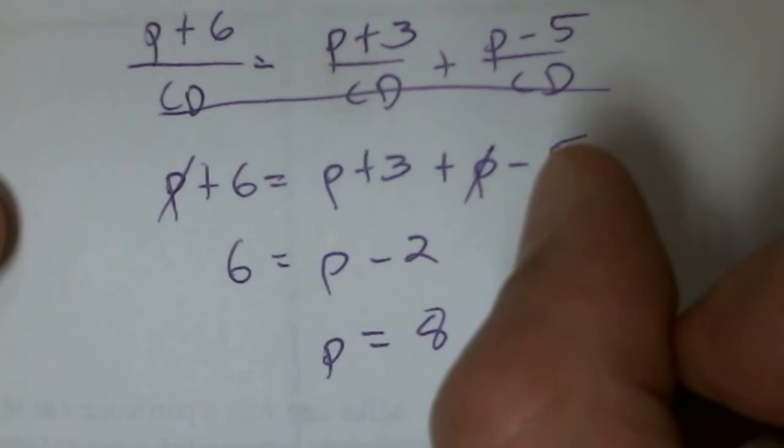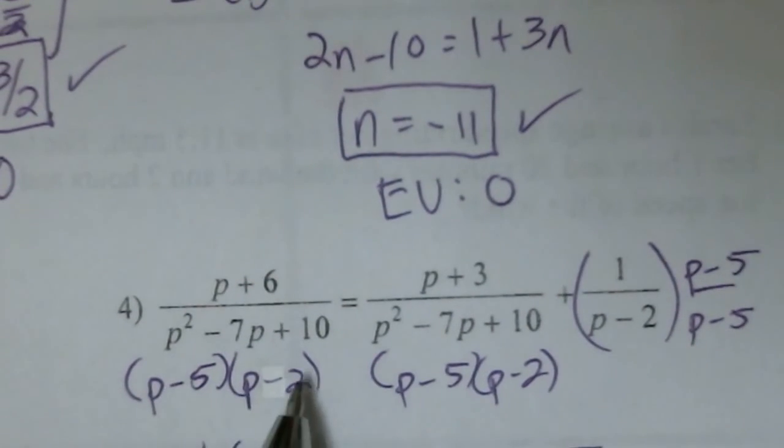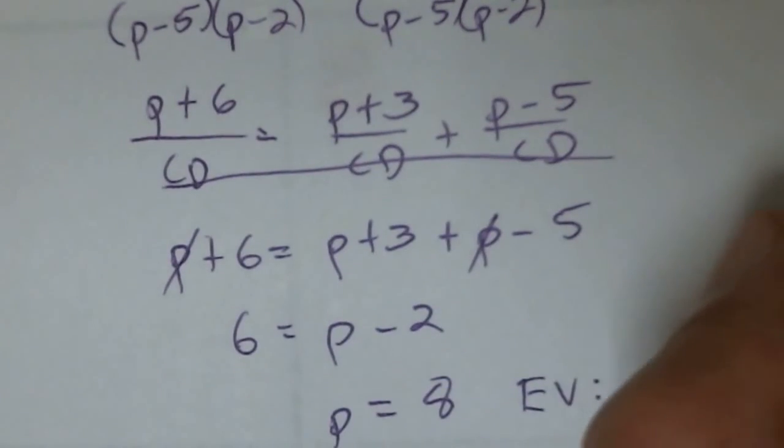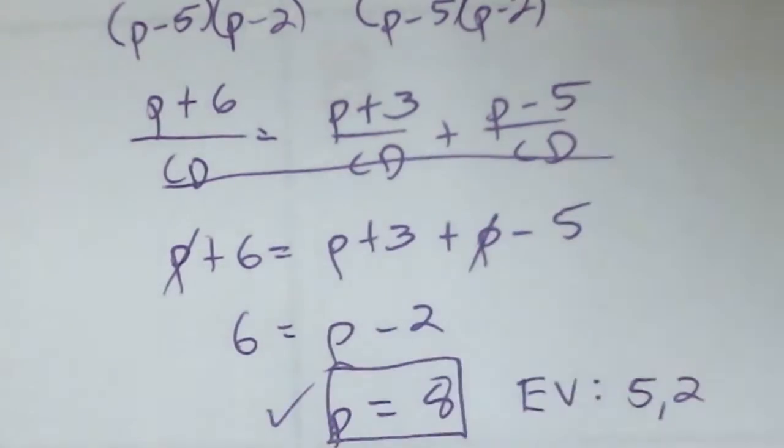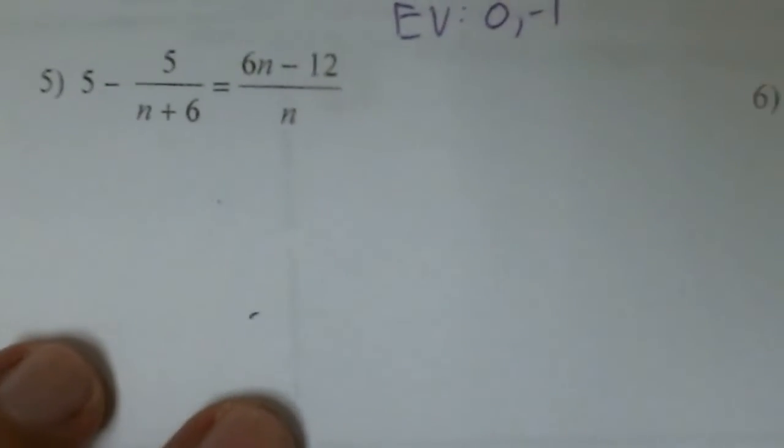Okay, what are my EVs? If I go back up to my factored form, I've got an EV of 5 and an EV of 2. So we are good to go. No extraneous solutions. Okay, number 5.